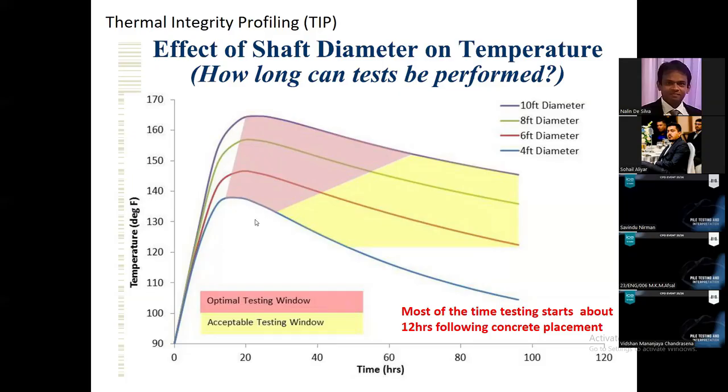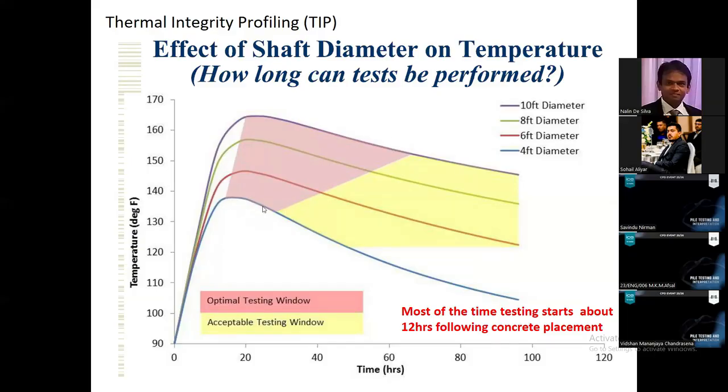So the best window for the test is after 12 hours. You can see the x-axis is hours. So after about 12 hours, for large diameter piles, you can go up to about 72 hours. This is the best window for conducting the test, because during this period, you can see the highest temperature rise, right? The highest temperature rise.